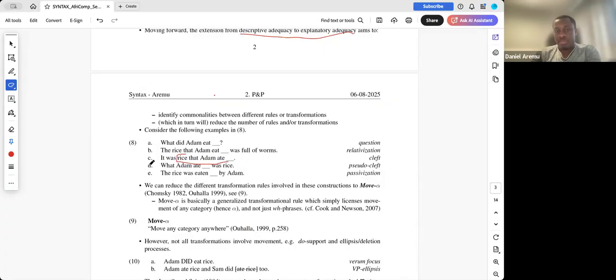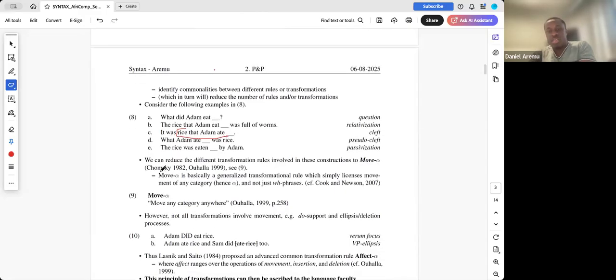You also have a pseudo cleft in 8d, and the difference between cleft and pseudo cleft is just the use of a WH. In pseudo cleft you have to use a WH. So what Adam ate was rice. So it's a pseudo cleft. And in 8e, we have passivization. So if you say something like Adam ate rice, but then if you passivize that, you have the rice was eaten by Adam, right? Now, these are all transformations. So different constructions, right, that are realized by different transformations.